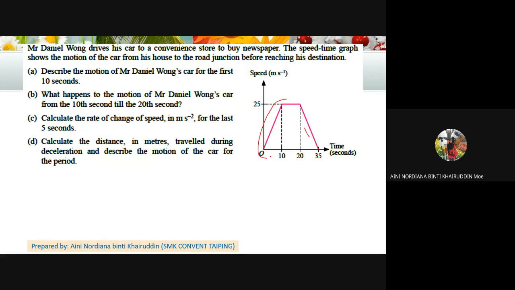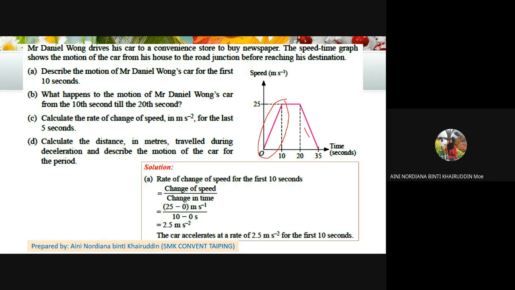So nak cari gradient dulu. Gradient tu adalah acceleration. Once you get the acceleration, soalan minta you describe, so kena ada ayat sikit. The car accelerate at the rate of 25 meter per second square for the first 10 second. Kalau soalan describe mesti kena ada ayat.